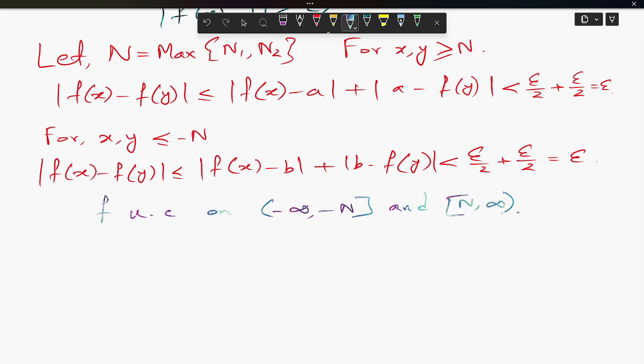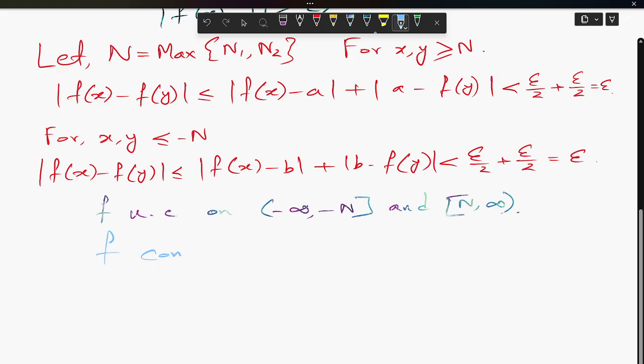So now we are going to understand the functional behavior on the compact interval minus n, comma n. Since our f is continuous on the closed bounded, that means compact interval minus n to n, then by the Heine-Cantor theorem, our f is uniformly continuous on this. Let me write.